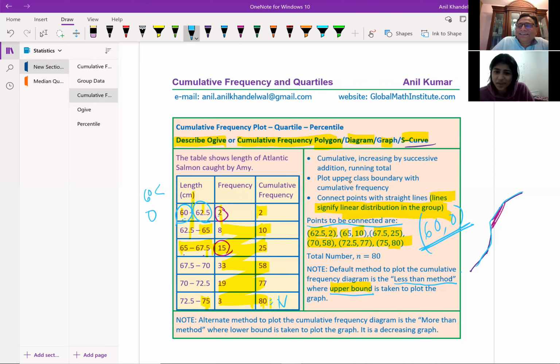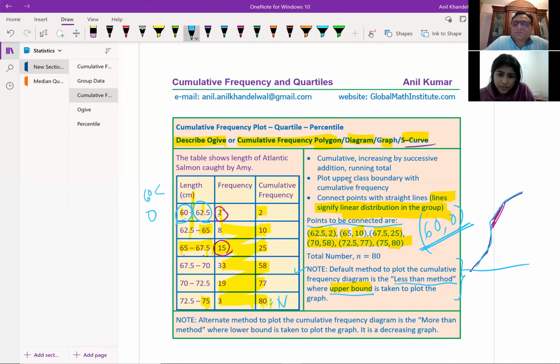I didn't understand why it was, because the cumulative frequency is 0, it has to be on the axis, and then it's at 60 because there's nothing less than 60. Nothing less than 60. So, very important to understand, Amy. Note, can you please read this note?